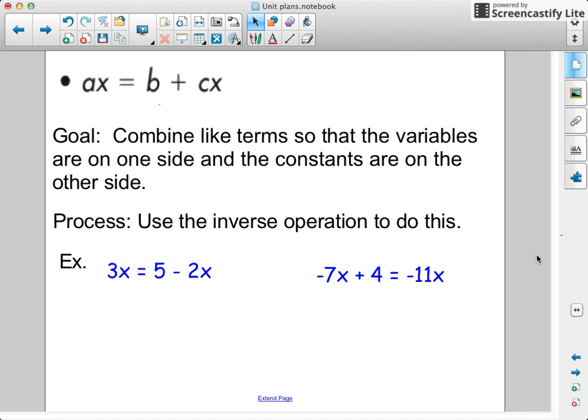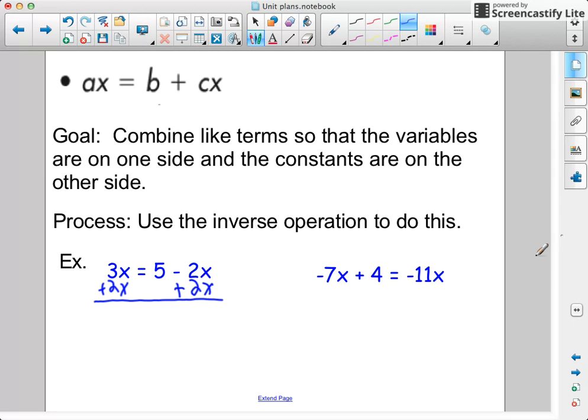3x equals 5 minus 2x. Well, we have two variable terms, only one constant. So what we're going to do is try to combine the variable terms. So instead of minusing 2x, I'm going to plus 2x. What that's going to do is cancel off these 2x's on this side. So those cancel to give me 0. I don't even need to write it. 3x plus 2x is 5x equals 5. Now just solve it normal. I would divide by 5 for both sides. x equals 1.